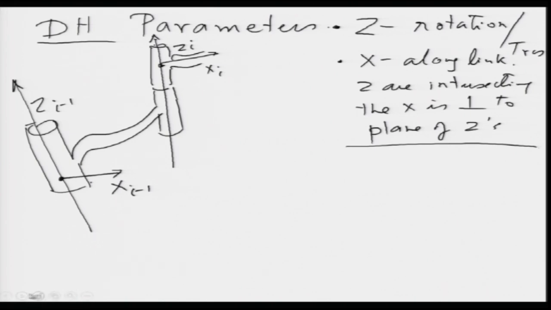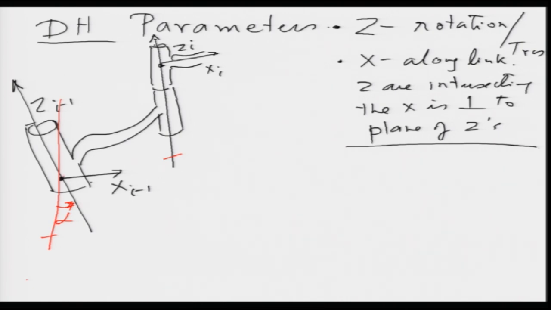We proceed this way: first let us look at the z axis. The axes z i and z i minus 1 are not parallel, nor are they intersecting. So, what we do is we see the direction of the z i axis and draw a line which is parallel to that. My line will come something like this. Now, this and this are parallel lines. So the first transformation that we do is a rotation, which rotates z i minus 1 by an angle alpha and aligns it with the z i axis. So the first transformation is an alpha.